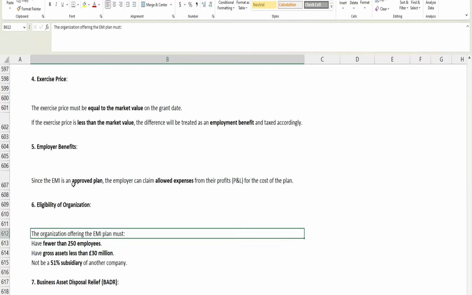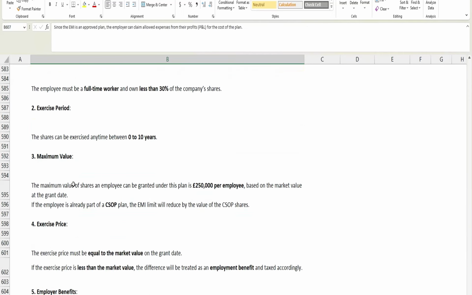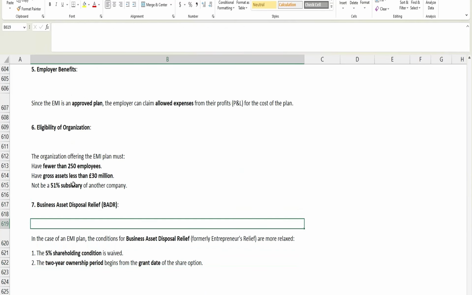Okay, so till now we covered almost everything about EMI. One thing is left, that is the business asset disposal relief. So if an employee is part of the EMI plan, in case of disposal, they may qualify for the BADR, but whatever the condition or criteria was for the BADR, it is relaxed in this plan. And what is that? The 5% holding condition is waived. Also, the 2-year ownership starts from the grant date.